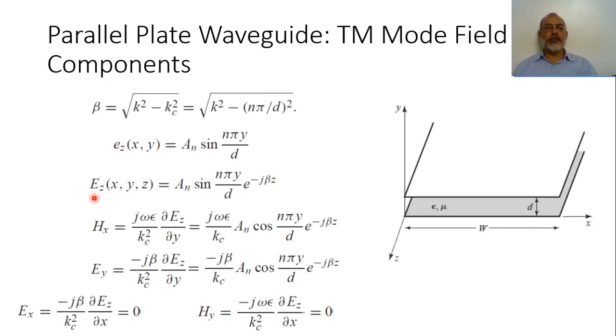So these are the field components of the TM mode in the parallel plate waveguide, and the value of kc is nπ/d, where n is 0, 1, 2, 3.